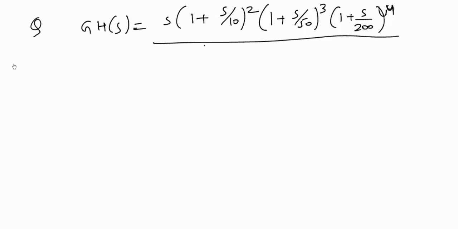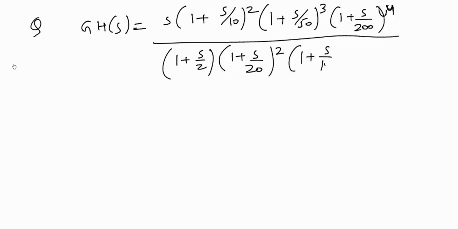and in the denominator we have 1 plus S by 2, 1 plus S by 20, 1 plus S by 100 whole cube. Also we take one more, 1 plus S by 500 whole power 4. So this is the transfer function given to me. Now I have to draw the Bodeplot for this.